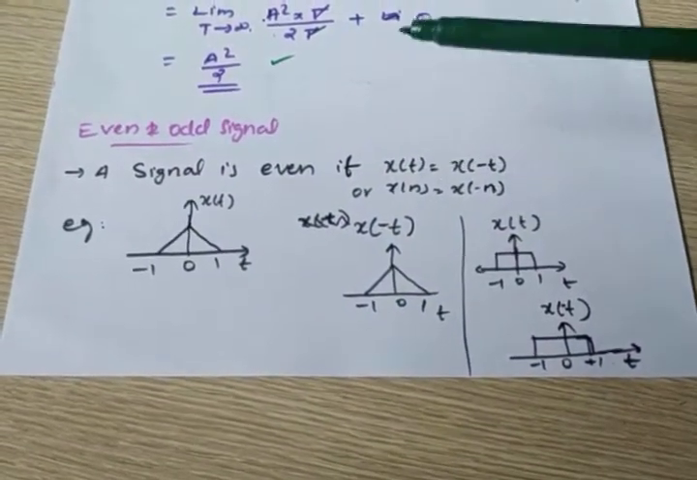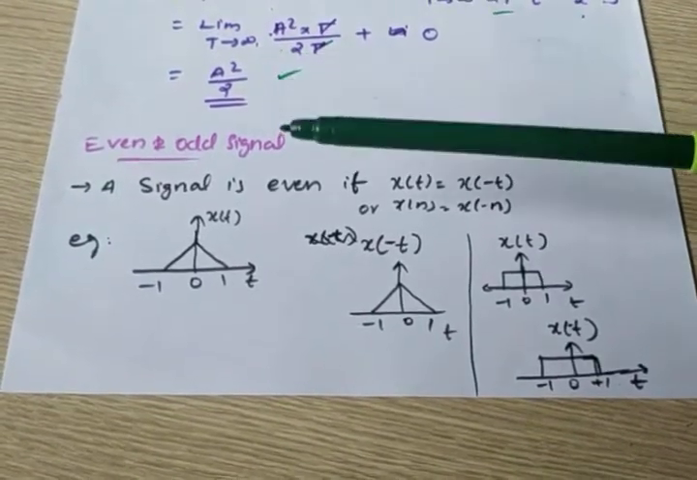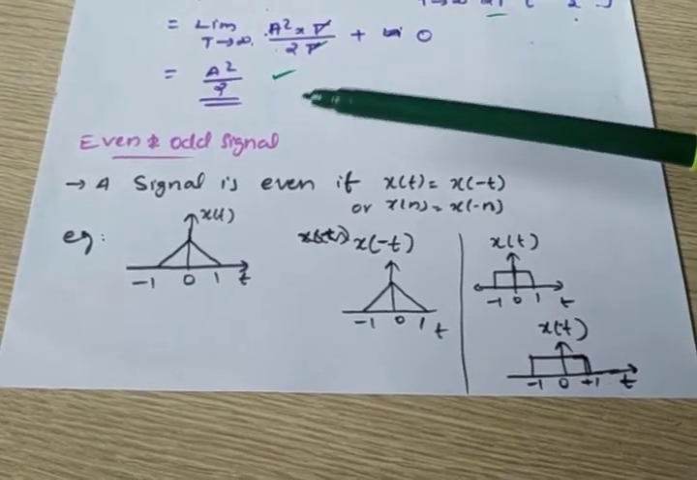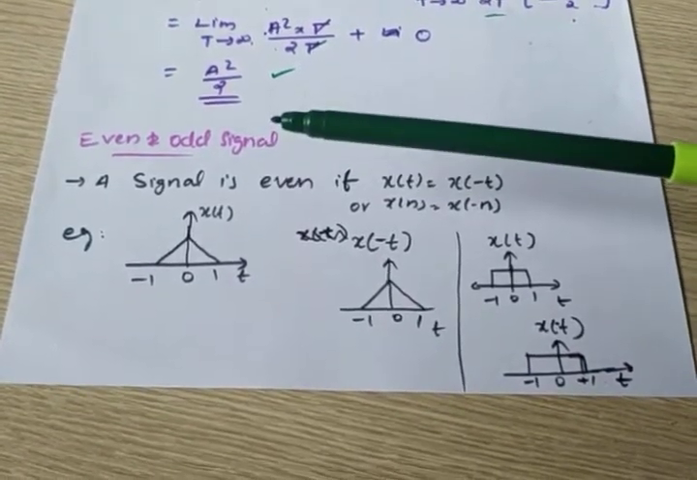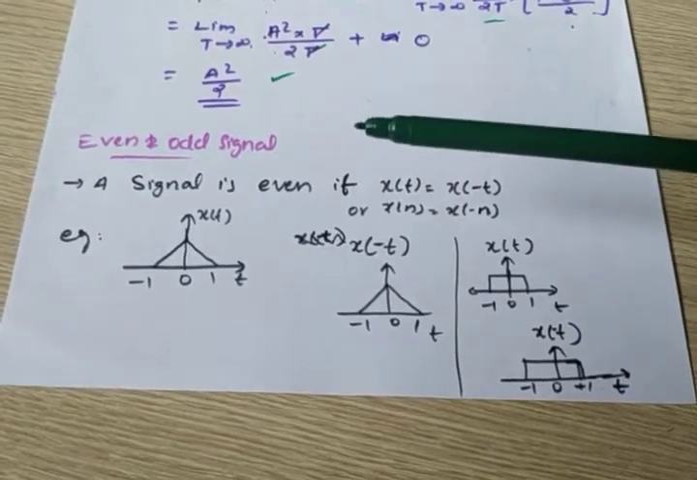In this lecture I will discuss even and odd signals. So the second part of the classification of signals, after energy and power signals, is even and odd signals. What is an even and odd signal?